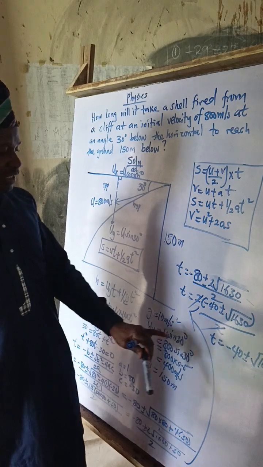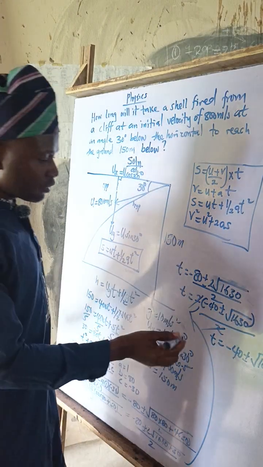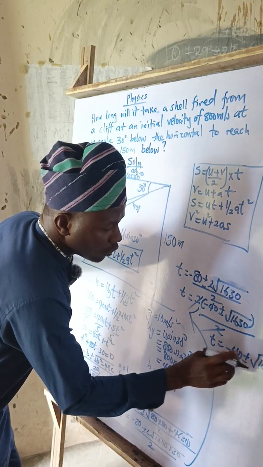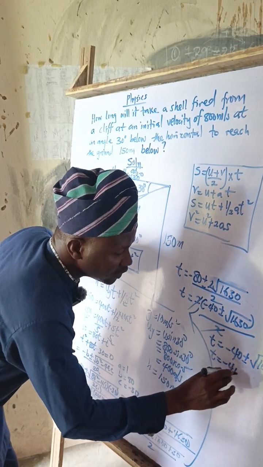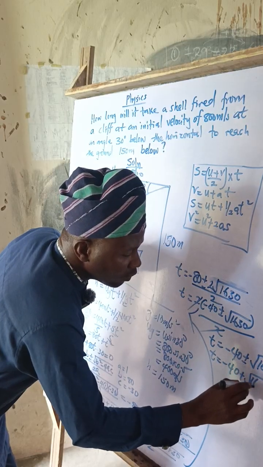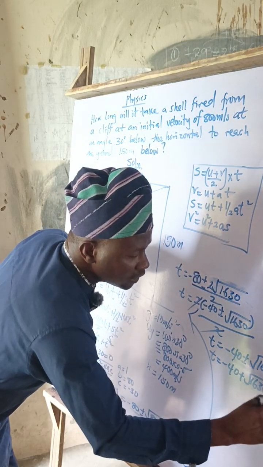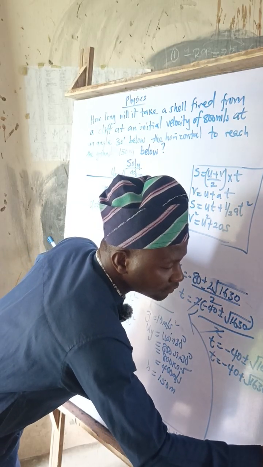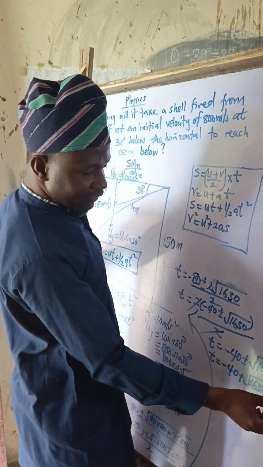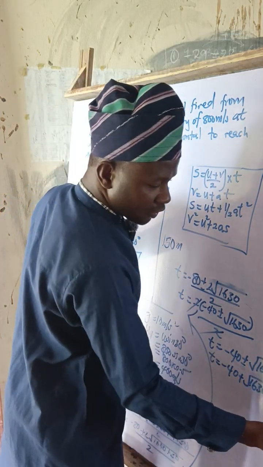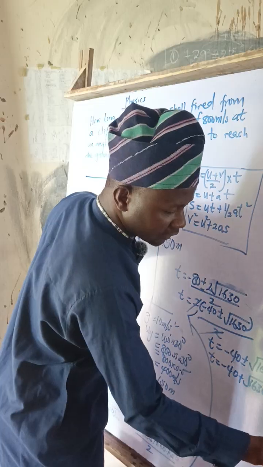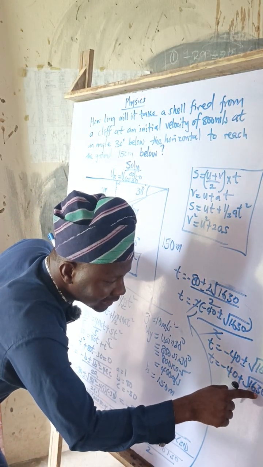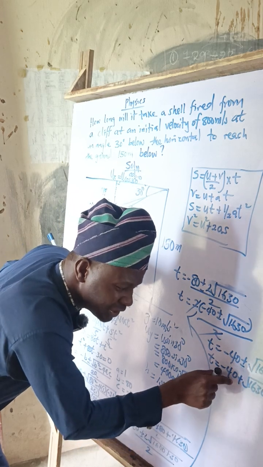Now, in this case, since time cannot be negative, we are going to discard one of the values, since we are using the plus or minus sign here. So we have t equals minus 40 plus the square root of 1630, or t equals minus 40 minus the square root of 1630. We are going to discard this value of t because t cannot be negative. So we discard this. Because when you evaluate, the square root of 1630 must be greater than 40.